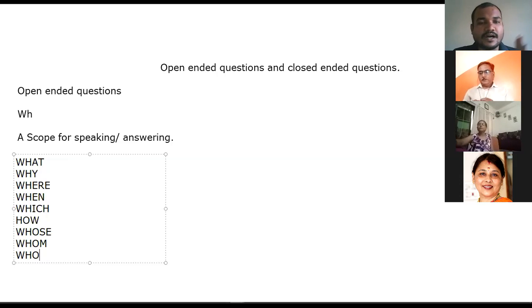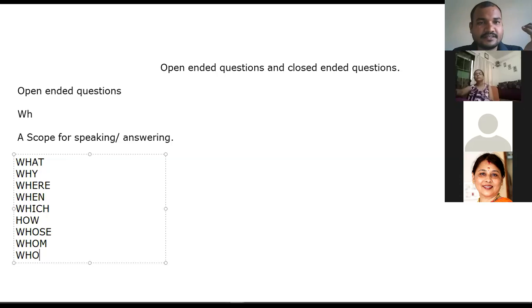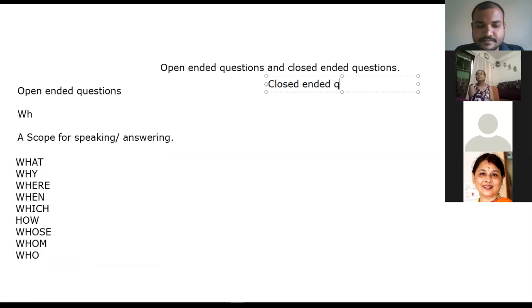So we discussed how to frame the questions by using all these question words, and we practiced on the same WH questions. Correct? Right. So now, what is meant by closed-ended questions? Yes or no, in one word.